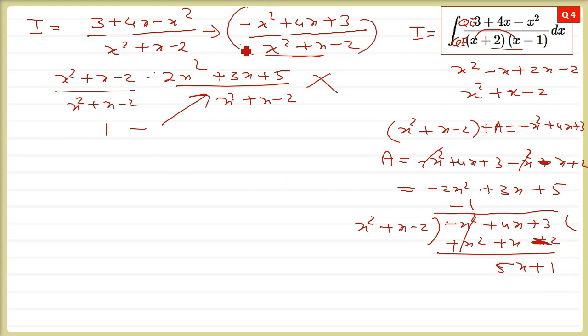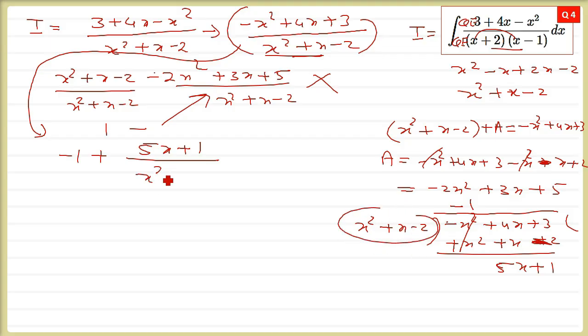Now how do we write this? First we write negative 1, then we have 5x plus 1 in the numerator, and the denominator is x square plus x minus 2. Now if you check this, just take the LCM and you will get the same equation from where we started. Alright, so you understood the wrong approach, and the better approach is to do this, which I just showed you. Now you have to integrate this term.